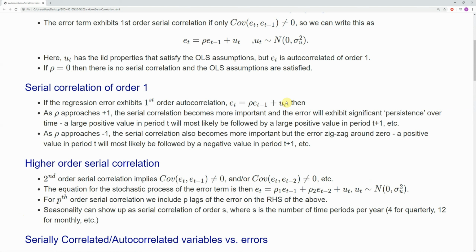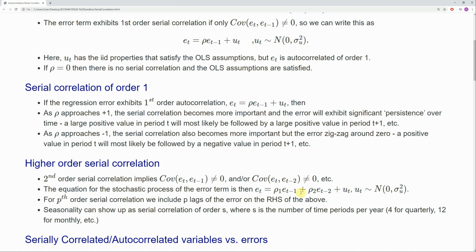Similar to the autocorrelation of first order, we can have second order serial correlation. That is, not only is there a non-zero covariance between the error term at this time and the time before that, but the covariance between the error at time t and the error at time t minus 2, two lags, two points in time before, is also non-zero.